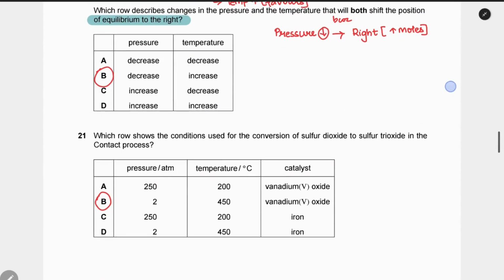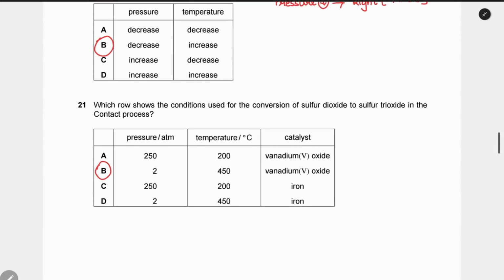Next, which row shows the conditions used for the conversion of sulfur dioxide to sulfur trioxide in the contact process? We know the conditions: 450, which is the highest temperature, we use vanadium pentoxide, and we also use pressure as 2. So the correct answer is B.